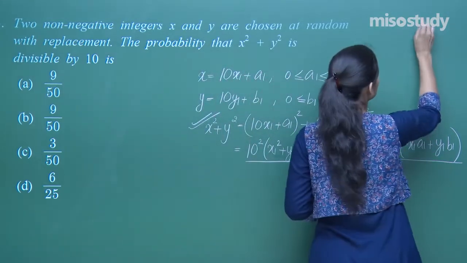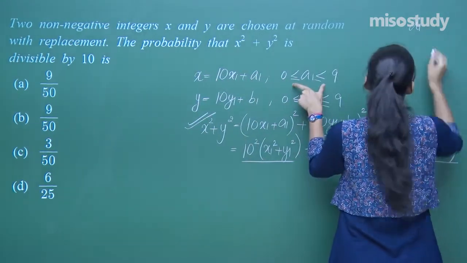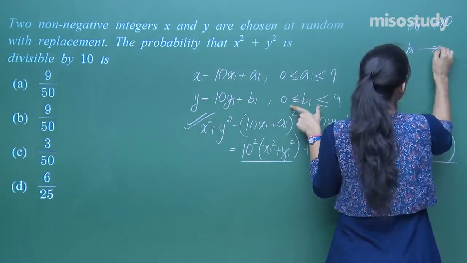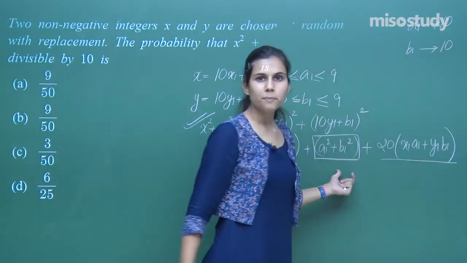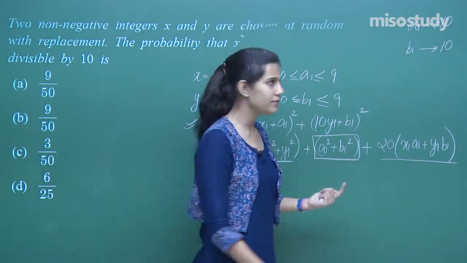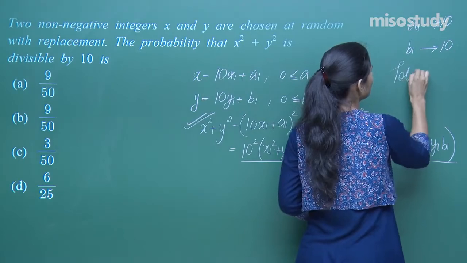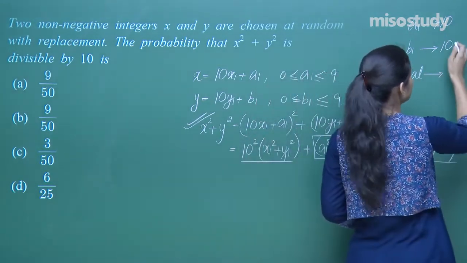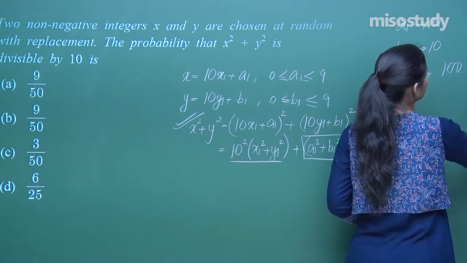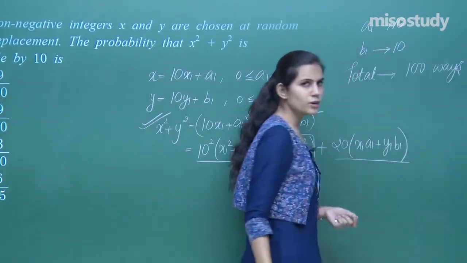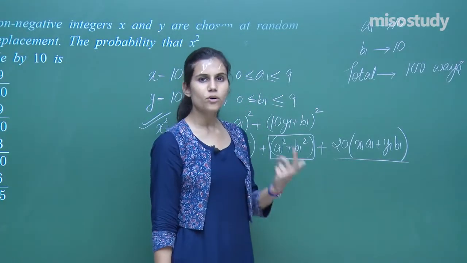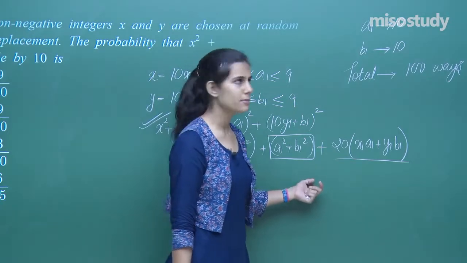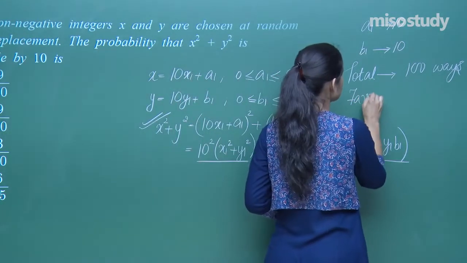Now understand, a1 has 10 options. B1 again has 10 options. So A1 square plus B1 square can be written in how many ways? The total number of ways in which A1 square plus B1 square can be written is 10 into 10, that is 100 ways. Out of those 100 ways, what are the possible values of A1 and B1 for which A1 square plus B1 square is actually divisible by 10? Those are my favorable ones.